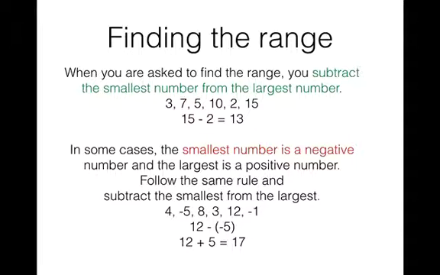Now remember, when you're subtracting a negative number, you have to add its opposite. So it becomes 12 plus 5. So the range from negative 5 to 12 is 17.